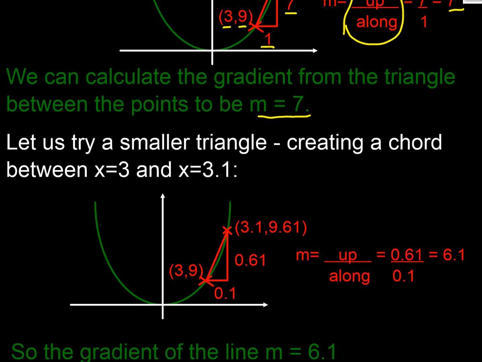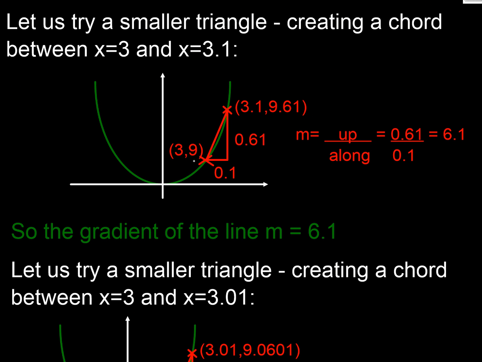Now let's put these points closer together. So let's start with our first point being at x equals 3 and our second point being at 3.1. So now we've got a triangle with a base of only 0.1. Well, our y is 9 to start from, but 3.1 squared is 9.61. So our up is 0.61, yeah? So if we're finding our gradient, our up over along, we've got 0.61 divided by 0.1, which gives us a gradient of 6.1. So that's an exact value for our calculation. So we've gone from 7 to 6.1.